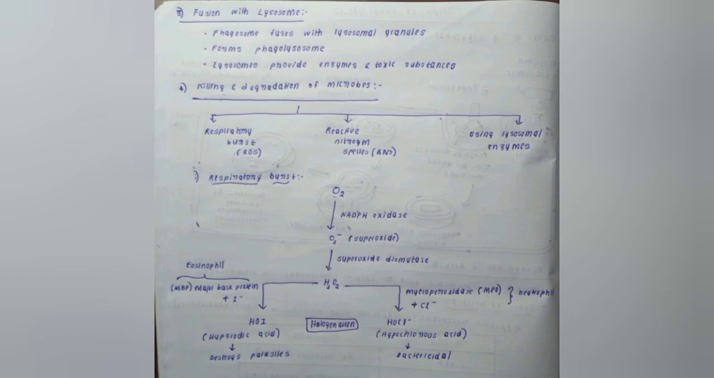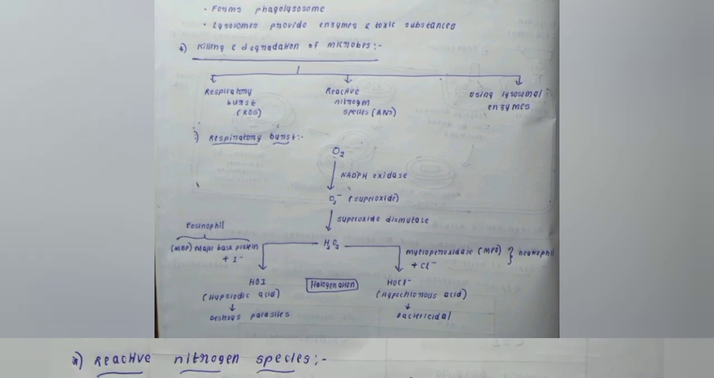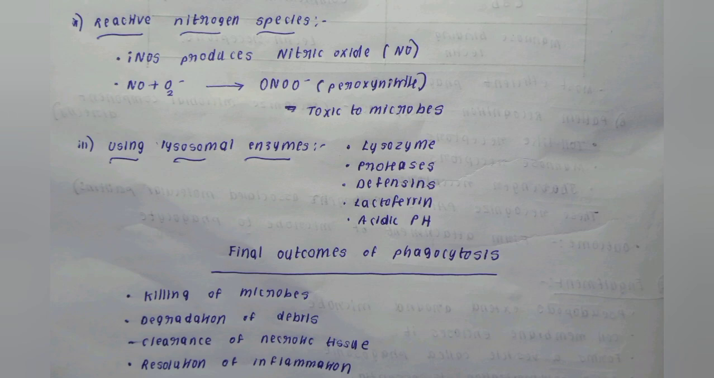Now H2O2, in the presence of myeloperoxidase enzyme and chlorine, forms hypochlorous acid, whereas the same H2O2 in the presence of major basic protein and iodine forms hypoiodic acid. Hypochlorous acid formation is related to neutrophil, whereas hypoiodic acid formation is related to eosinophil. Hypochlorous acid is bactericidal in nature, whereas hypoiodic acid is a parasite destructor. Chlorine and iodine are halogens, so that process can also be referred to as halogenation.